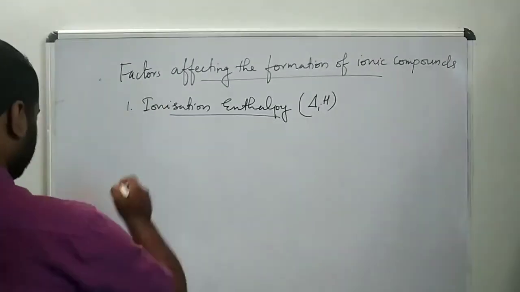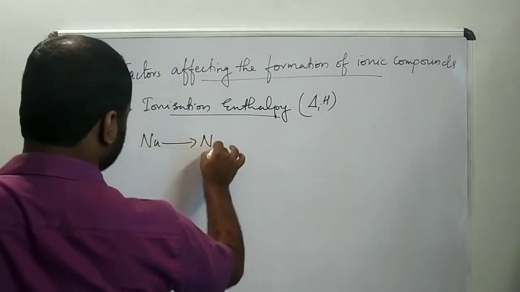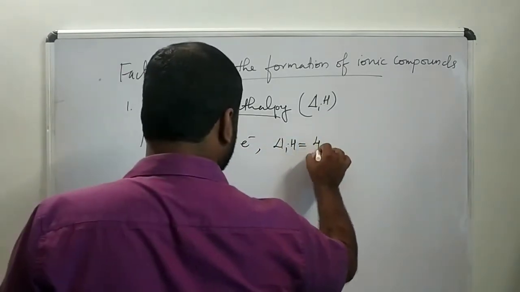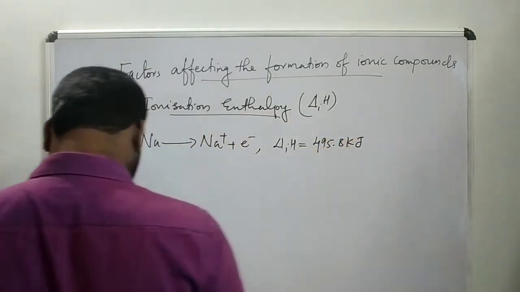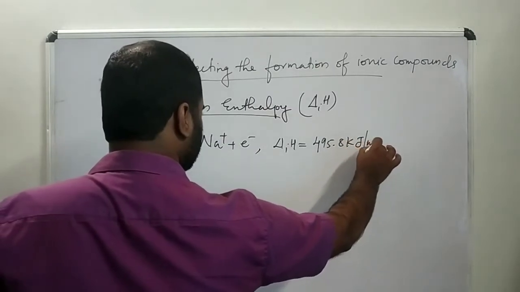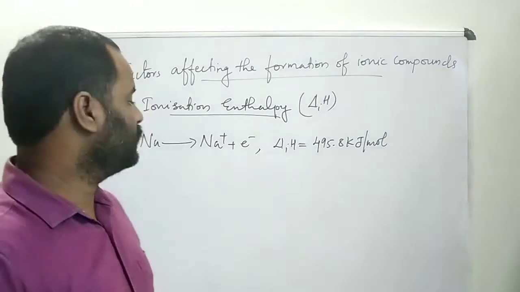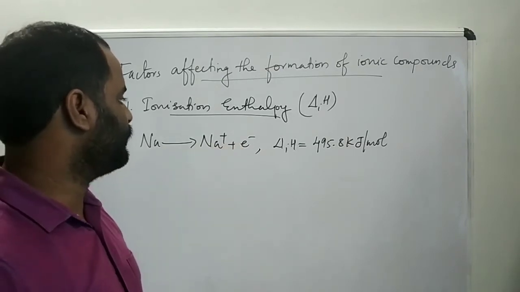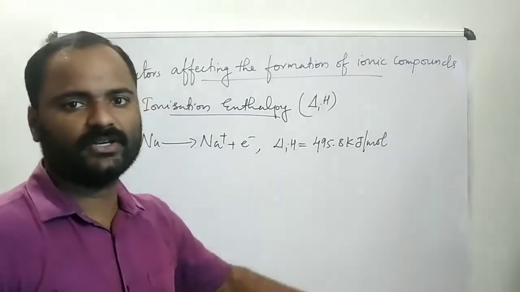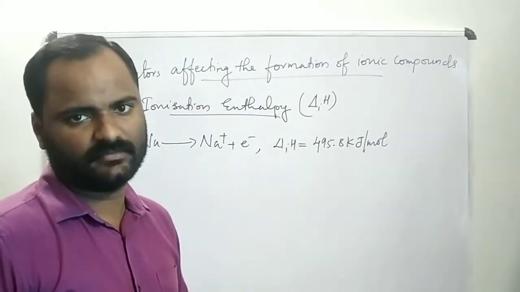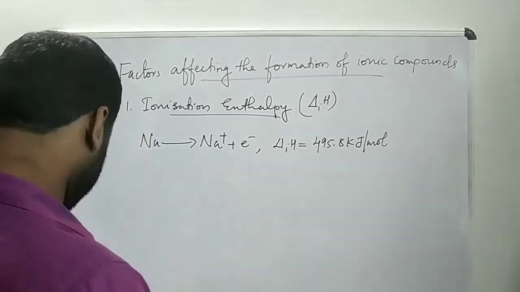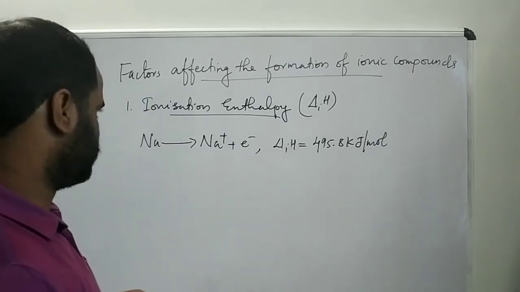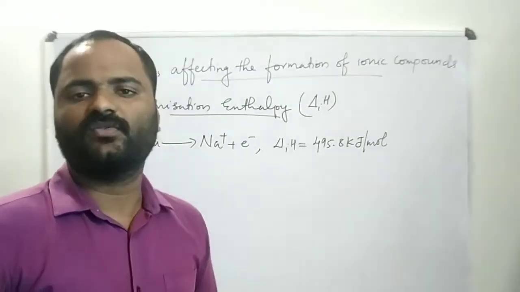For example, Na gives Na+ plus 1 electron. Delta IH is equal to 495.8 kilojoule per mole. That means sodium loses one electron and becomes a positively charged Na+ ion. This is the energy required to remove the electron from sodium. It is always an endothermic process. Clear? So the lower the ionization enthalpy, the higher the ease of formation of a positive ion.